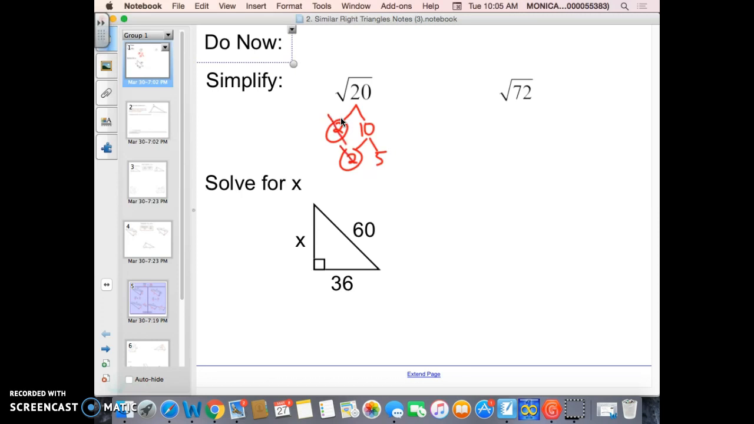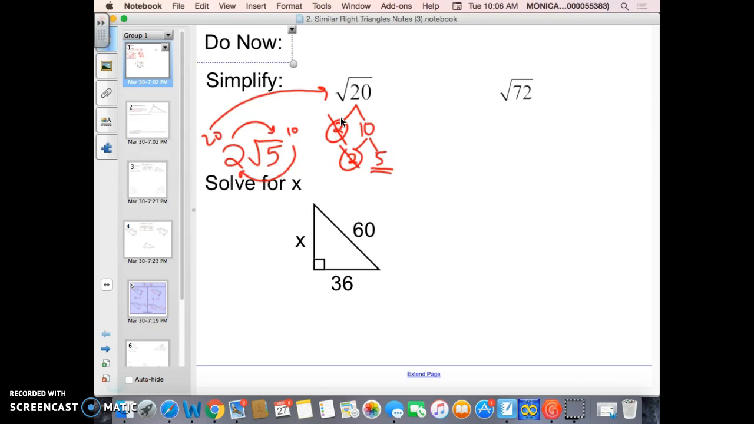So this pair of 2's comes out in front as a 2, because the square root of 4 is 2. And then what's left behind stays inside the radical, so this would be 2 square root of 5. And you can check your work by multiplying in a circle. 2 times 5 is 10, and then 10 times 2 is 20, which brings us back to where we were. Or obviously you could just type in the square root of 20 in your calculator, and you should get something around 4 point something.